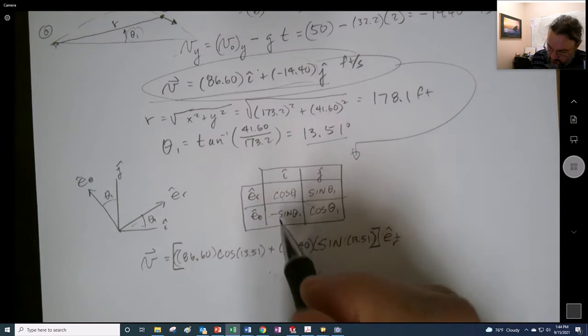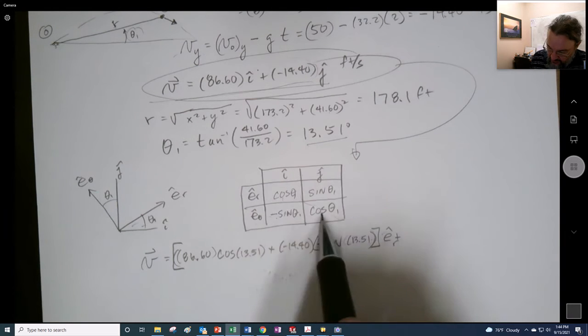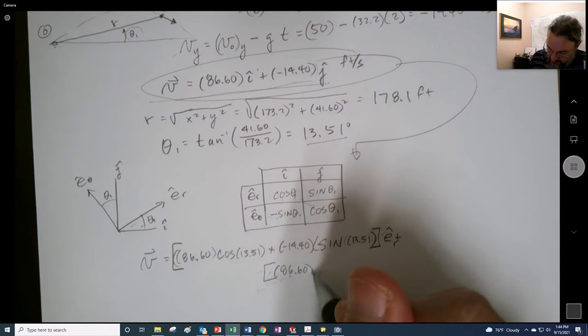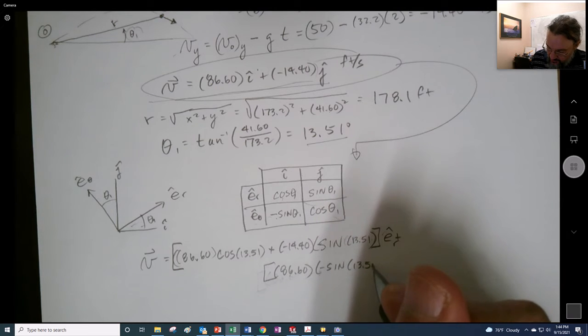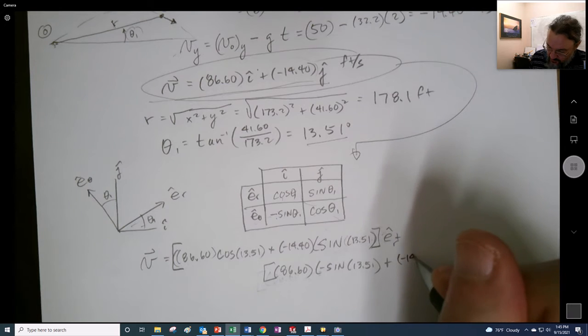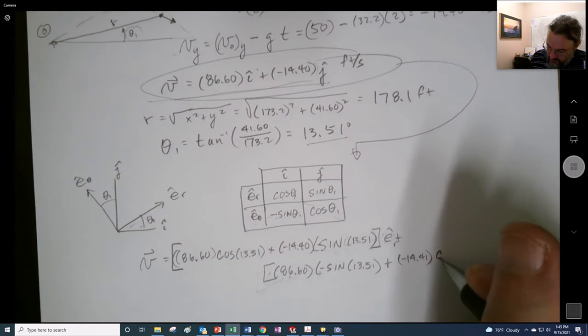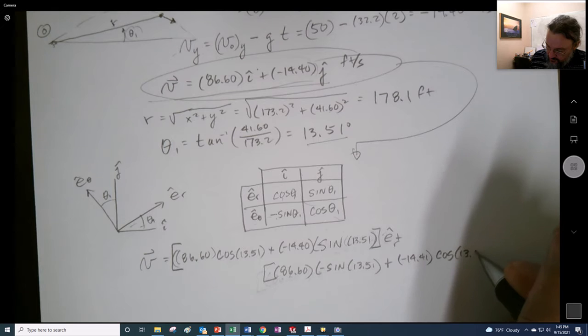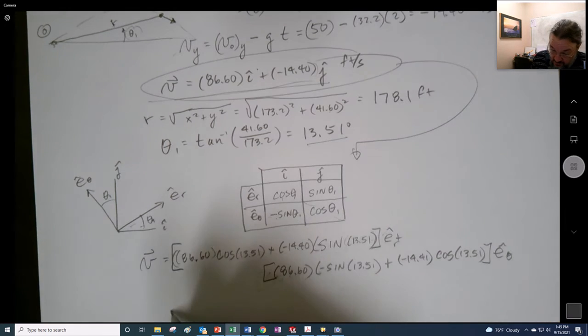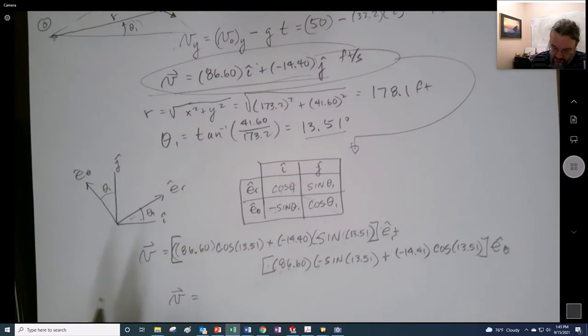Now I'm going to find the E theta down here. I'll take my 86.60 multiplied by the negative sine of 13.51. That makes sense, right? And then plus my negative 14.41, and take it times the cosine of 13.51. And that's going to be E theta. So I work out all of these. This is probably the longest part of the problem, doing that coordinate transformation.